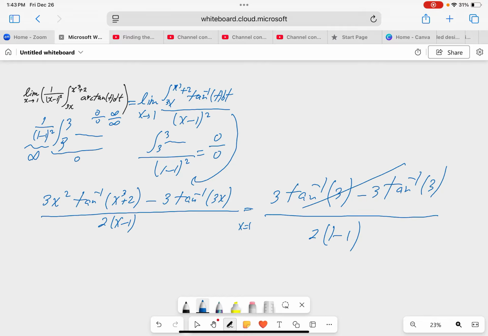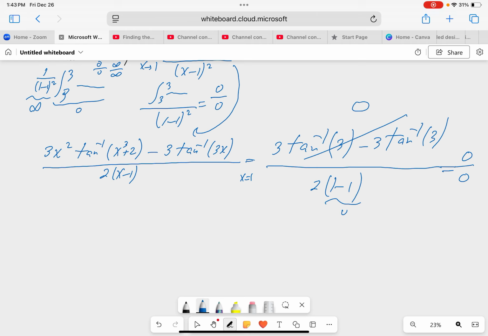So this becomes 0, and 1 minus 1 is 0. So 0 times 2 is 0. Guess what? You got another 0 over 0. All you need to do is, now you're going to take another derivative of the numerator and denominator. So let's take the derivative of the numerator.